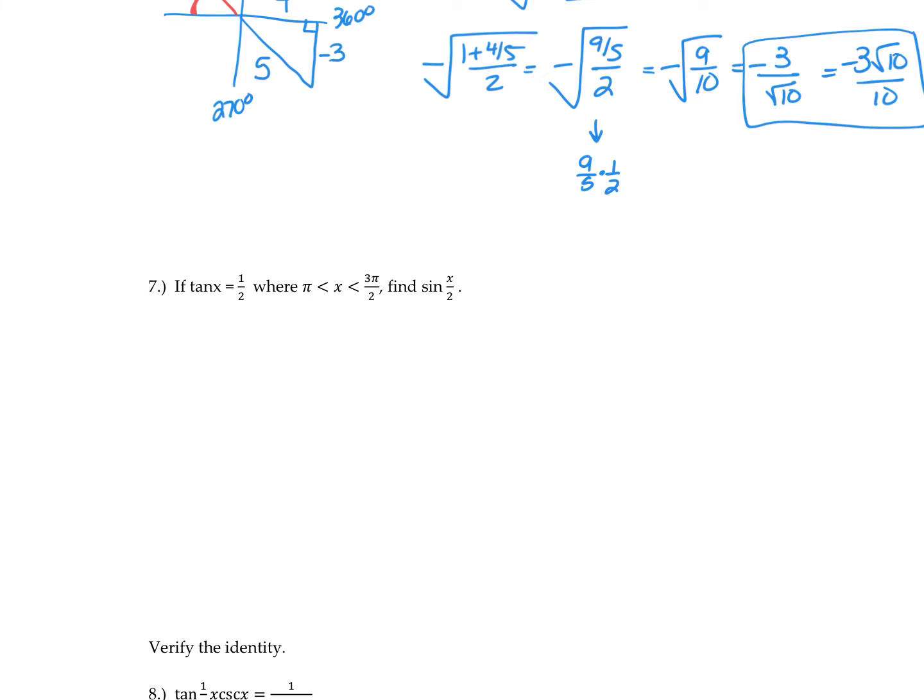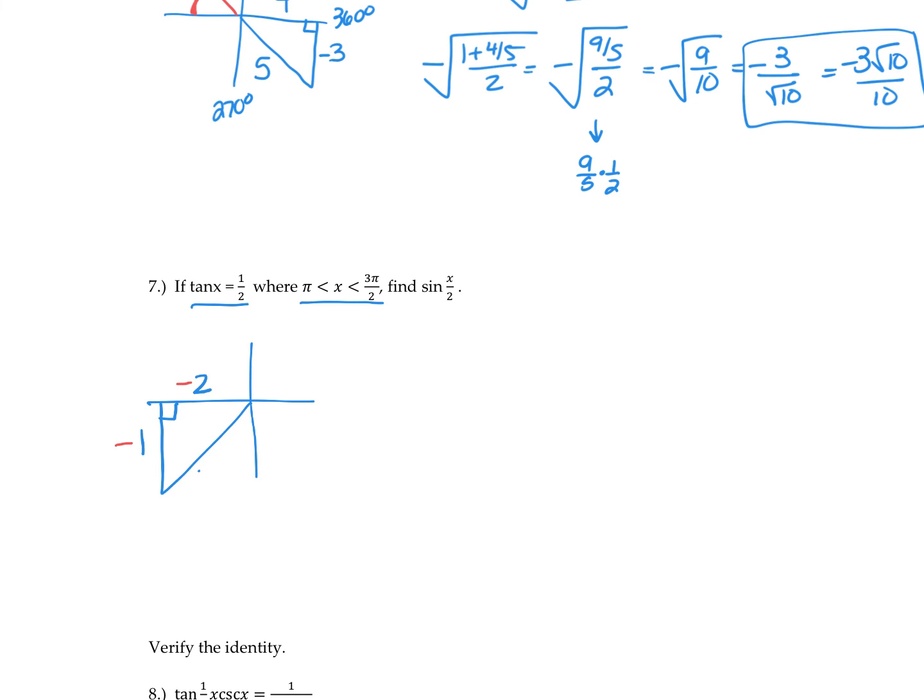Similarly, in number 7, they say tangent is positive, but now we're falling between pi and 3 pi over 2. So that's in quadrant 3. And tangent is opposite over adjacent. But now we're in quadrant 3, so remember, my x and y are both negative. So even though tangent's 1/2, tangent is positive because a negative over a negative is a positive.